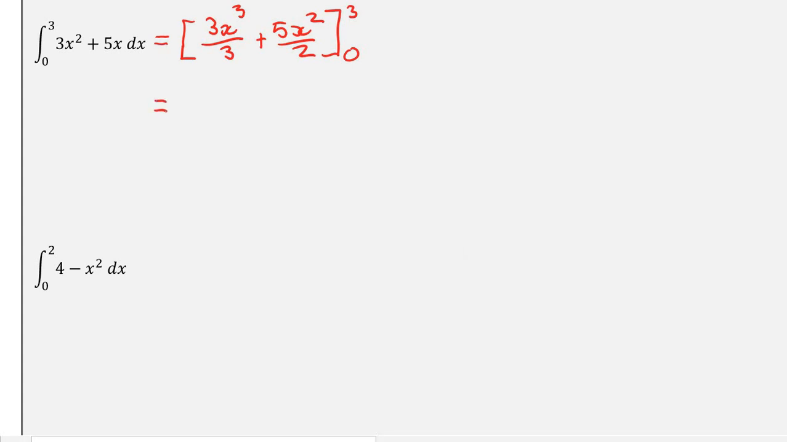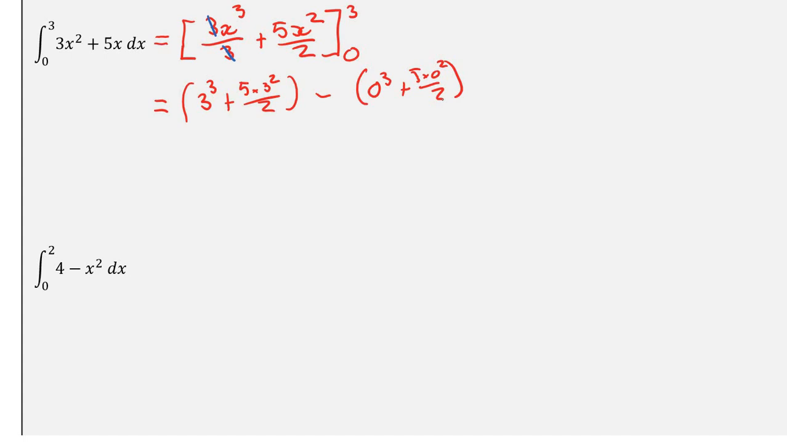So now, I'll just note that I can cancel the 3 and the 3 there. So that gives me my function evaluated at my upper bound minus my function evaluated at the lower bound. My upper bound is 3, so that gives me 3 cubed plus 5 times 3 squared over 2. And my other one, it'll be 0 cubed plus 5 times 0 squared over 2. Because we're subbing in my upper bound to x. My upper bound is 3.